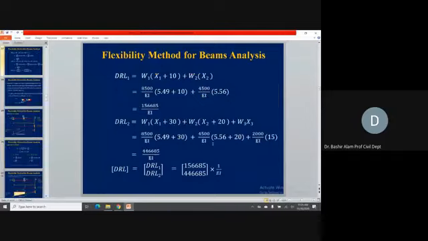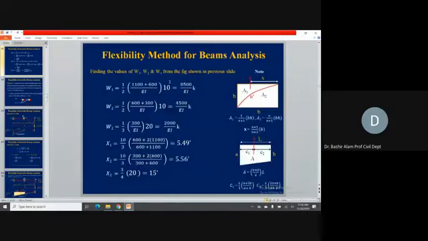Next, DRL1. Now you can see W1 times X1 plus 10 plus W2 times X2. So this was the moment at the AR1 location. You need to write this down, and I'll go back to the diagram where we can verify this. DRL1 is equal to W1 times X1 plus 10 plus W2 times X2. So let's go back there. If you have written this, let's go back here now.